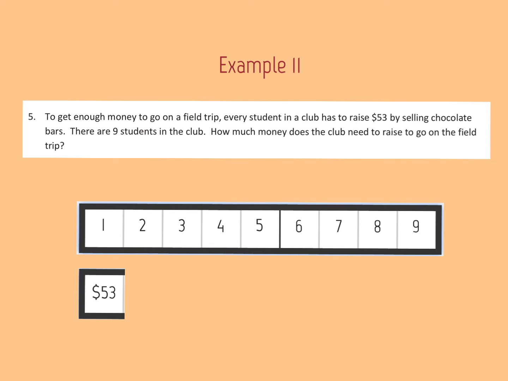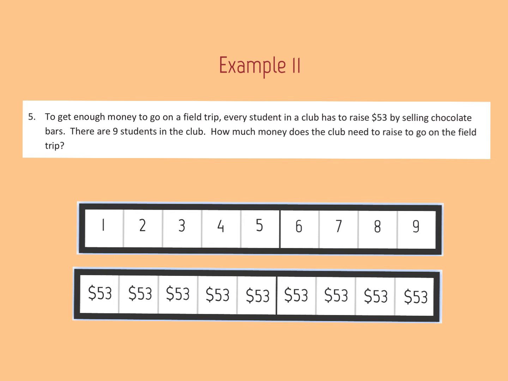So now we have 9 boxes all worth $53. And to find the answer of how much money the club needs to raise to go on the field trip, when each of the 9 students needs to raise $53, we would use the standard algorithm to multiply $53 times 9 students, because we have 9. And instead of adding 53 plus 53 plus 53 and so on, we can simply multiply 53 times 9.